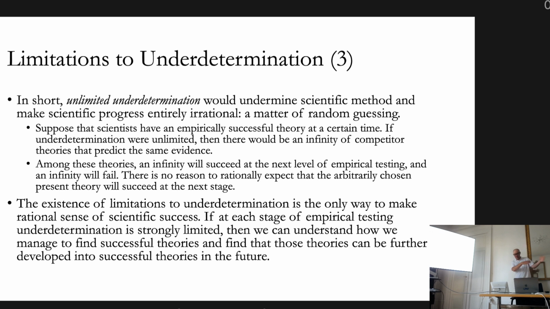Imagine, and this is just pulling off what I showed on the previous slide, that scientists have an empirically successful theory at a certain time. It explains and predicts the observations that we have. Now, if underdetermination were unlimited, there would be an infinity of competitor theories that predict the exact same evidence and explain the exact same things. But among these theories, an infinity will succeed at the next level of empirical testing, and an infinity will fail. So there's no reason to rationally expect that the arbitrarily chosen present theory among those possible ones will succeed at the next stage.